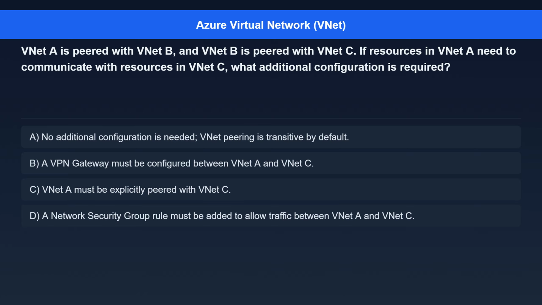Question 8. VNet A is peered with VNet B, and VNet B is peered with VNet C. If resources in VNet A need to communicate with resources in VNet C, what additional configuration is required? Option A. No additional configuration is needed. VNet peering is transitive by default. Option B. A VPN gateway must be configured between VNet A and VNet C. Option C. VNet A must be explicitly peered with VNet C. Option D. A network security group rule must be added to allow traffic between VNet A and VNet C.